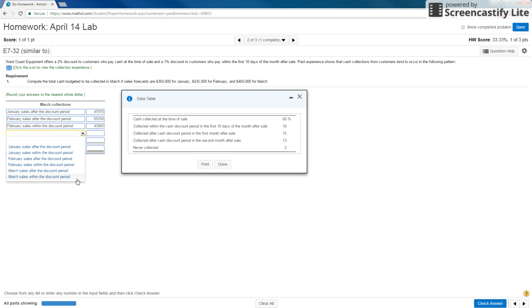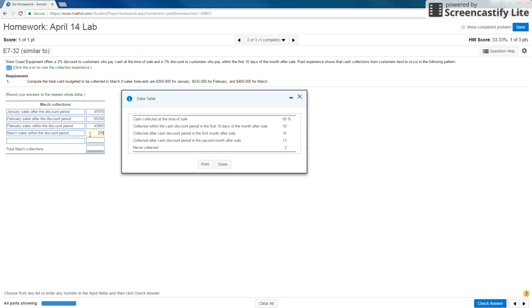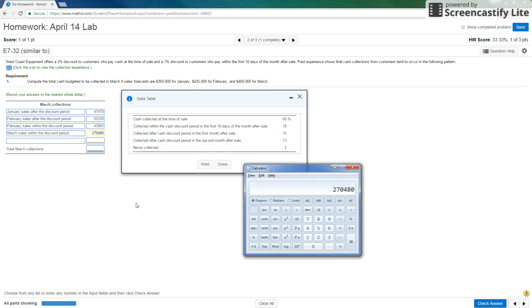The last group are the people who buy in March and pay in March, so they get a discount of 2%. There is no March sale after the discount period. Whoever buys something in March and pays in March gets a discount. So our forecasted sales is $460,000. 60% of the people pay the same month to get the 2% discount. So you have 280,000, and there is no other collection during March.